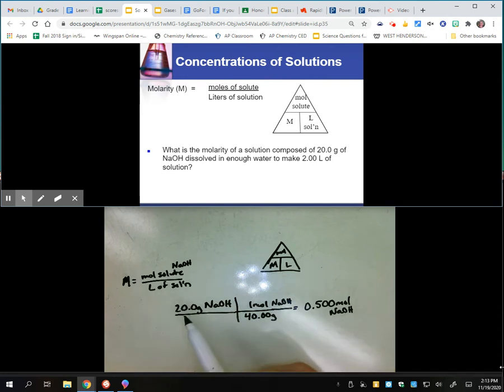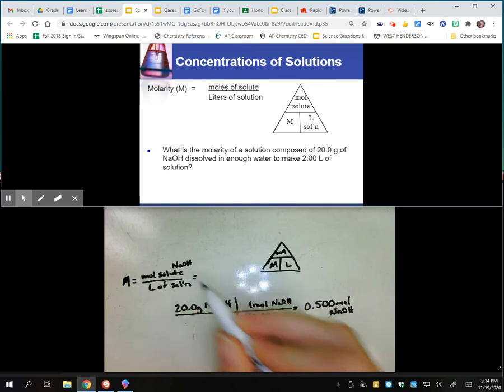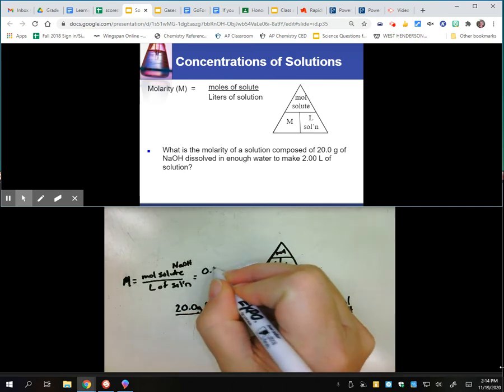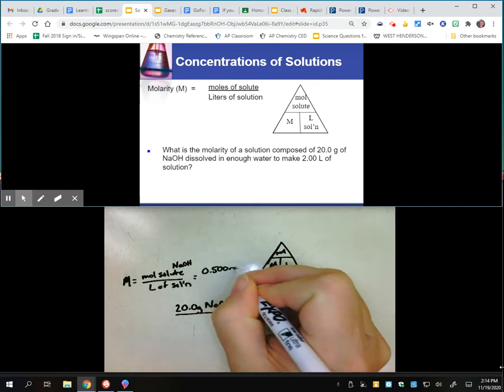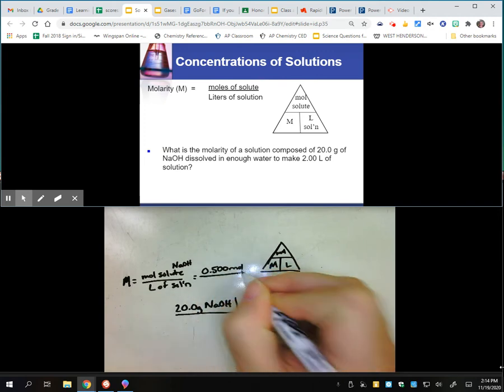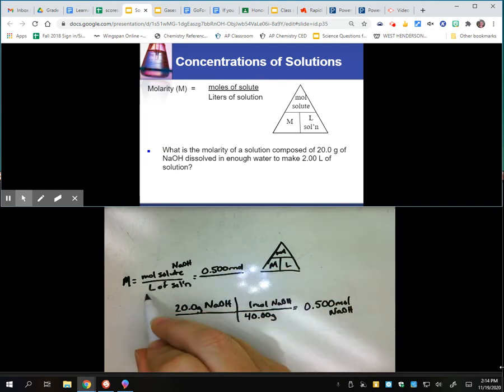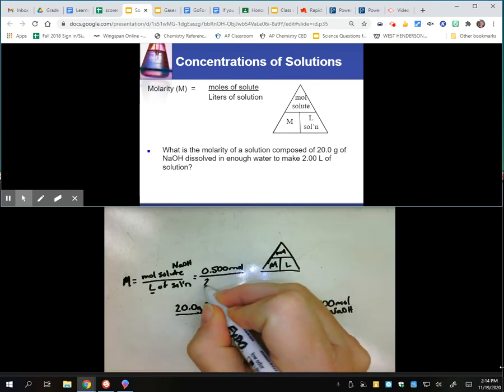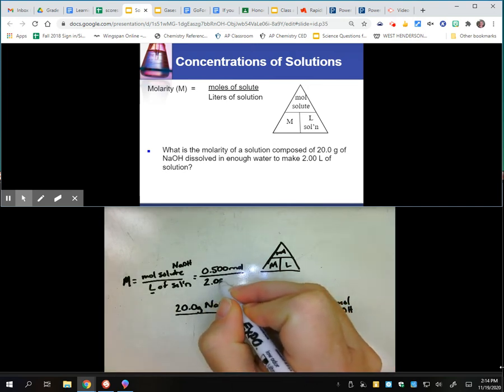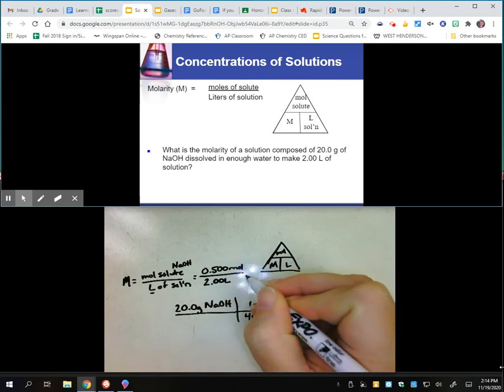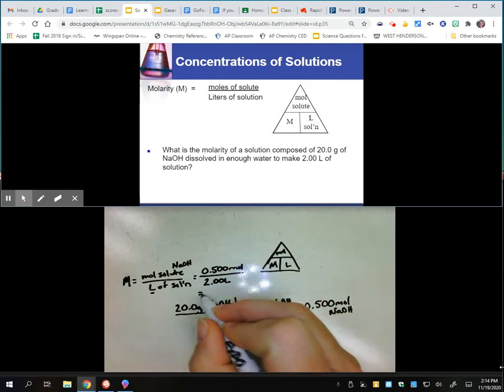Now, my liters of solution, they actually give me in the problem as 2 liters. Now, you've had enough experience with me and know that Tricky Miss Zalewski will often give you things in milliliters just to kind of throw you off, to make sure that you understand that the amount of the solution has to be in liters. Here it is in liters already. And so we can calculate our answer.